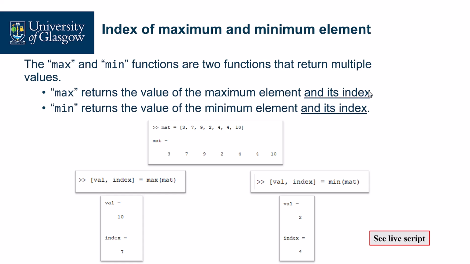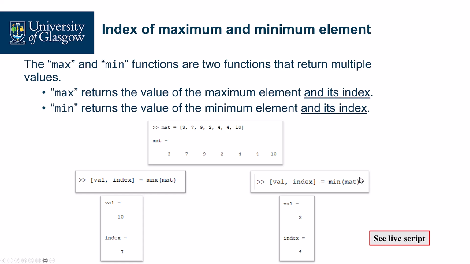Now we provide some examples. Here I provide a matrix, mat. Now I ask for the maximum, and I provide two outputs. We can see the first one, the maximum value, is 10, and the index is the index of this 10. We can count 1, 2, 3, 4, 5, 6, 7. So this is the 7th place, so the index is 7.